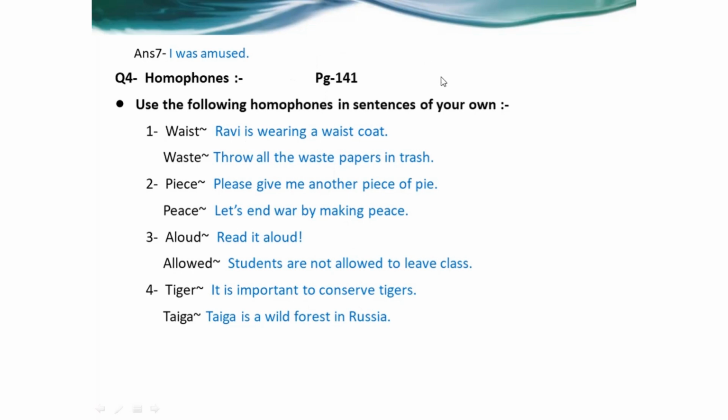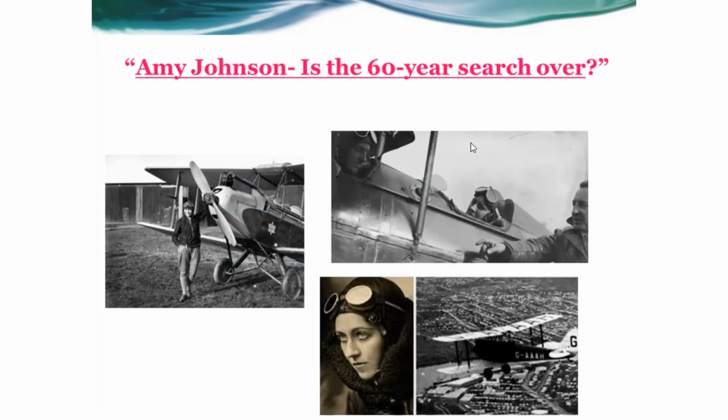Write these all in your notebooks, and after that the next lesson that we are going to start is called Amy Johnson. Okay, Amy Johnson, Unit 7, Lesson 2. Okay, Amy Johnson, solo flyer, on page 153. Okay, so here's the picture of Amy Johnson. There she is, and she used to fly the plane.